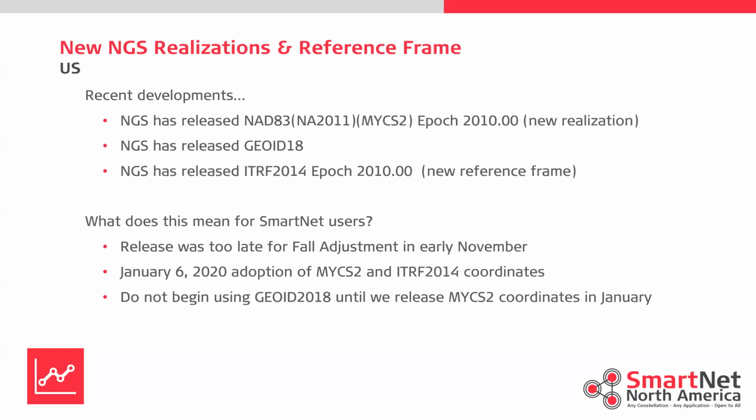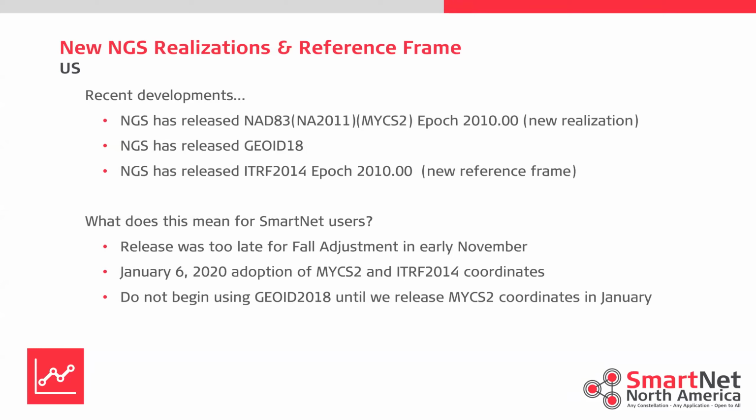All right, so new realization in the U.S., recent developments. NGS has released NAD83 NA2011 MYCS2, EPOCH 2010. So this is the new realization that NGS released. They released this in September. So we are now moving to that so that we make sure things fit with the overarching NGS NSRS as we go forward. In addition to that, they've also released the new Geo8 2018.